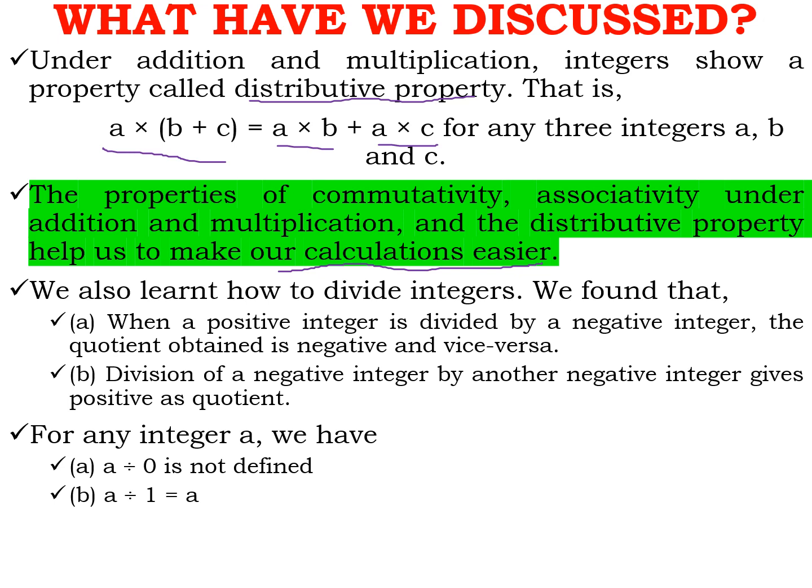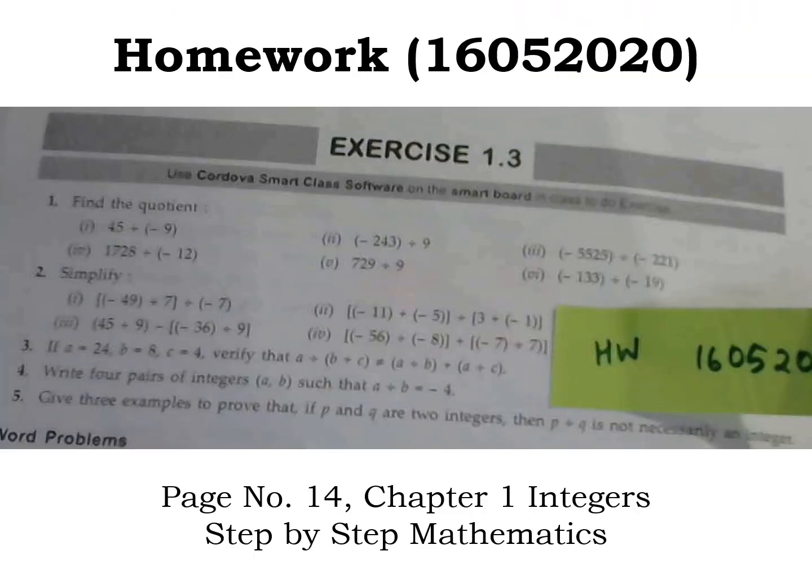We found that when a positive integer is divided by a negative integer, the quotient obtained is negative. Division of negative integer by another negative integer gives a positive quotient. For any integer a, a divided by 0 is not defined. a divided by 1 is a.